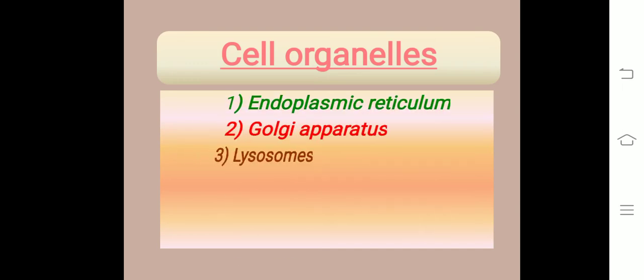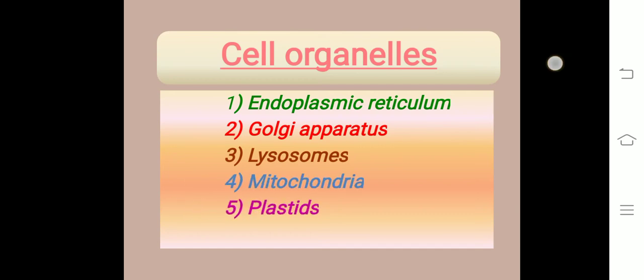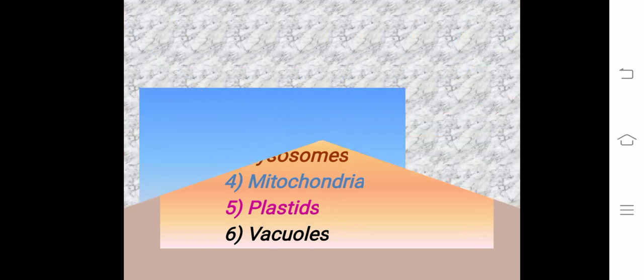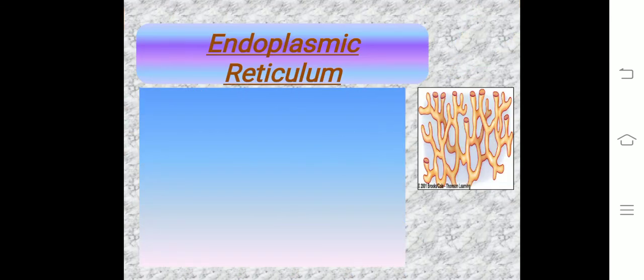organelles. Some important examples of cell organelles which we will discuss now are endoplasmic reticulum, Golgi apparatus, lysosomes, mitochondria, plastids, and vacuoles. They are important because they carry out some very crucial functions in cells. Let's discuss them one by one.